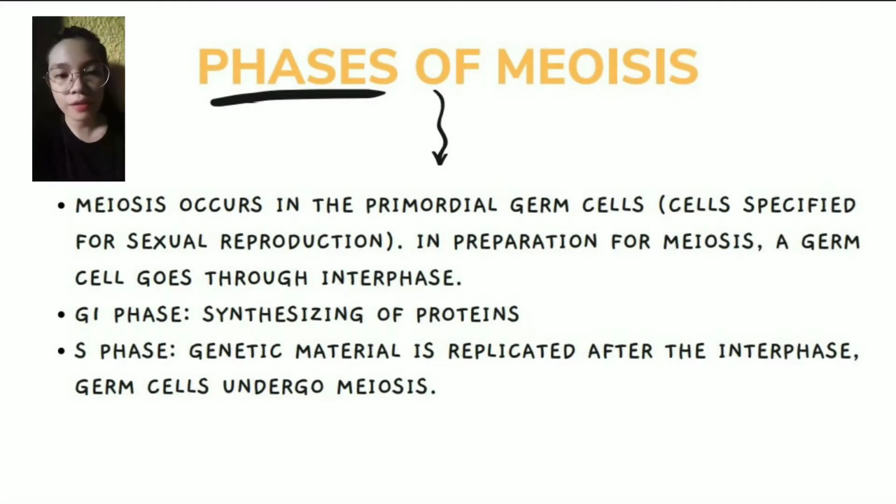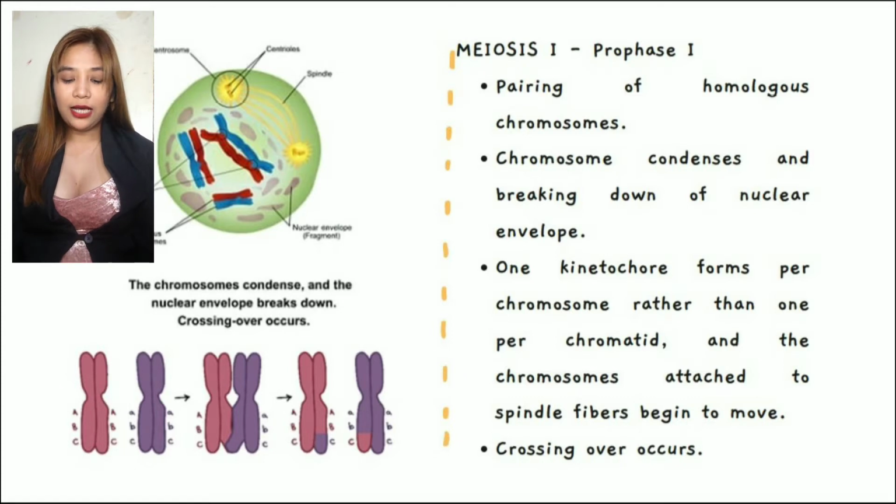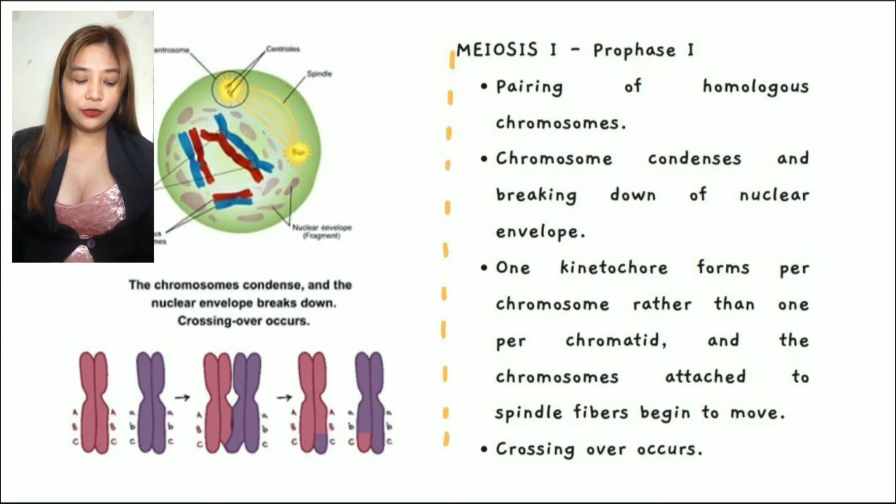So just like in mitosis, before meiosis happens, the cells undergo interphase, which is the G1 phase, S phase, and G2 phase. So, we will go to prophase 1. As you can see on the diagram, synapsis and crossing over occur in homologous chromosomes.